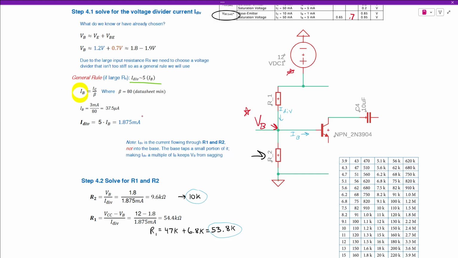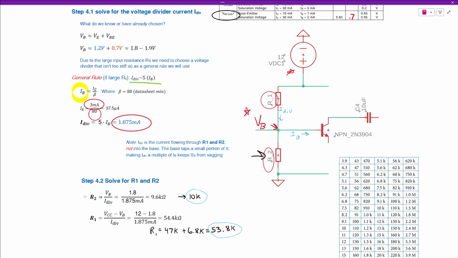So our current through the divider is going to come out to 1.875 milliamps. Again, we already know what IC is. We know what beta is. Run through the calculation. All right. So now we have that value. We can use that to determine the values for R1 and R2.